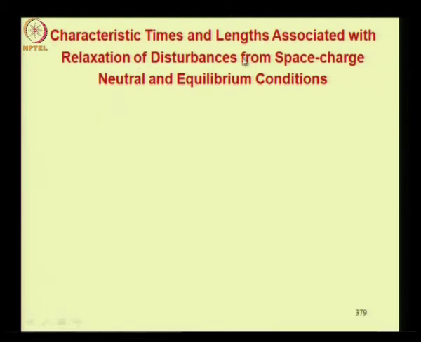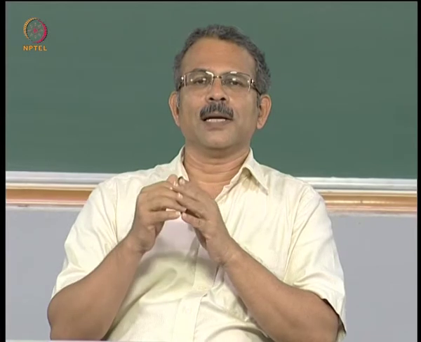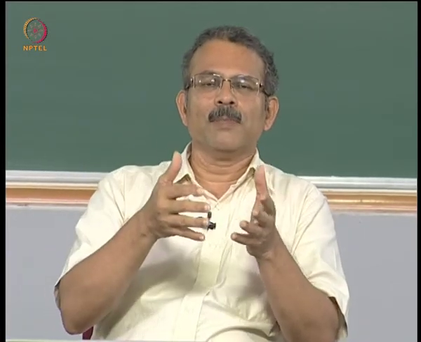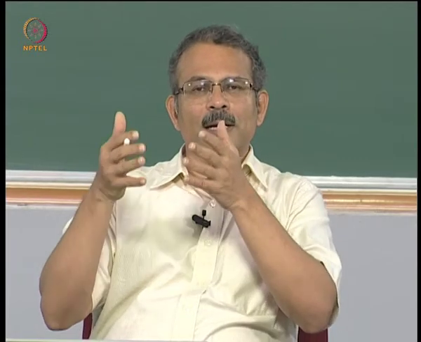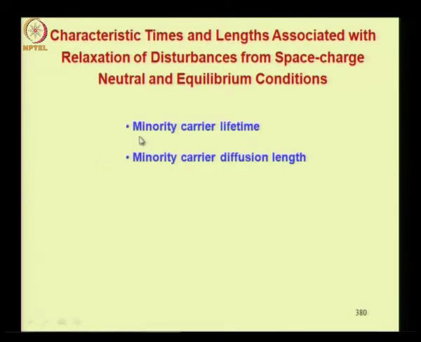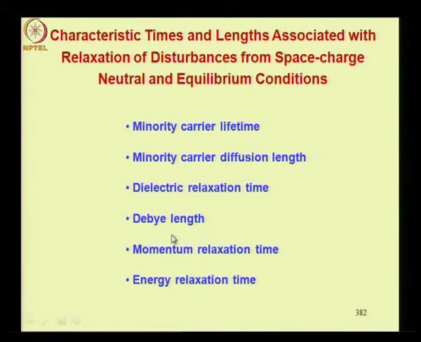Now let us look at characteristic times and lengths associated with relaxation of disturbances from space charge neutral and equilibrium conditions. So far we discussed the equilibrium condition and charge neutral condition. Now suppose you disturb the equilibrium or the space charge neutrality, then the system will try to return to equilibrium or charge neutral condition. Now what are the lengths and times associated with this return? So in this context we discuss the minority carrier lifetime, the minority carrier diffusion length, dielectric relaxation time and Debye length, momentum relaxation time and energy relaxation time.